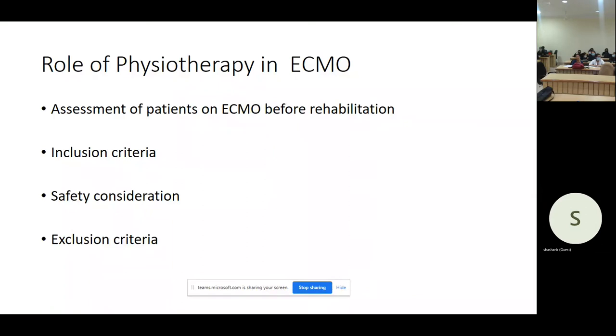So what inclusion criteria should we consider before starting physiotherapy when a patient is on ECMO? The first thing is respiratory parameters. When the oxygen requirement is below 60% with a saturation of more than or around 90%, is it clear to you all?